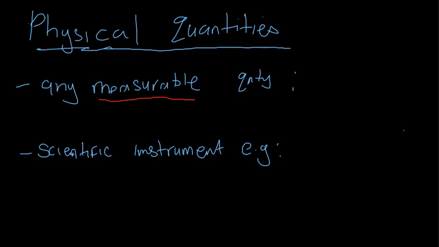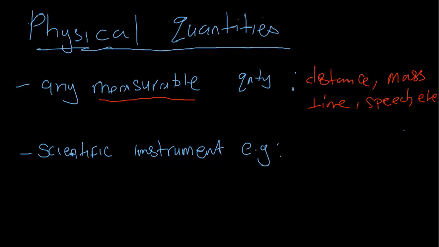Examples of those quantities that we can think of are distance and mass. Mass can be measured, distance can be measured. Quantities such as time can be measured, speed, and any other quantities that can be measured. So all those quantities that can be measured are what are referred to as physical quantities. So any measurable quantity is a physical quantity.